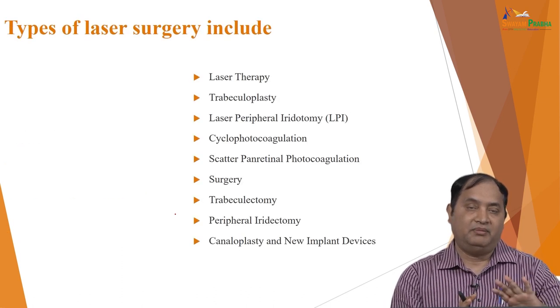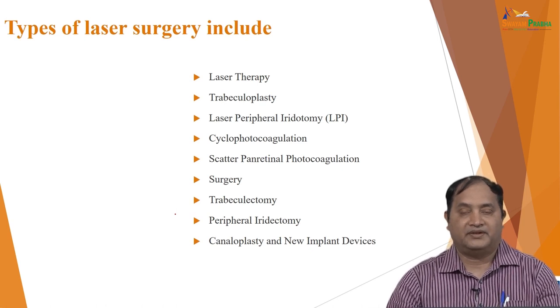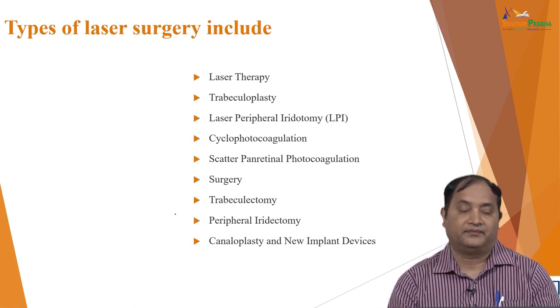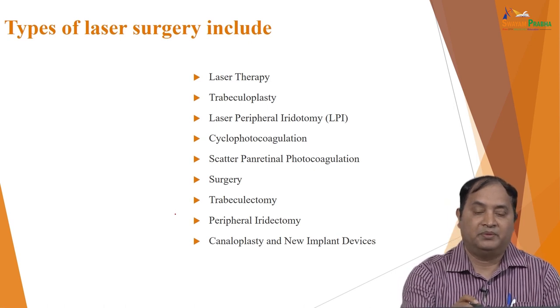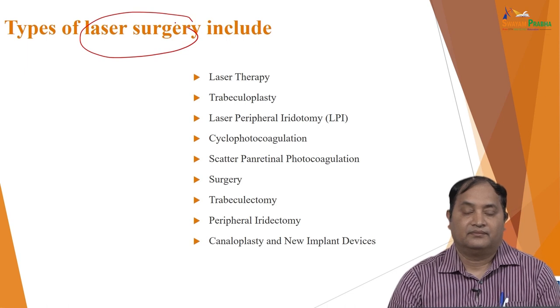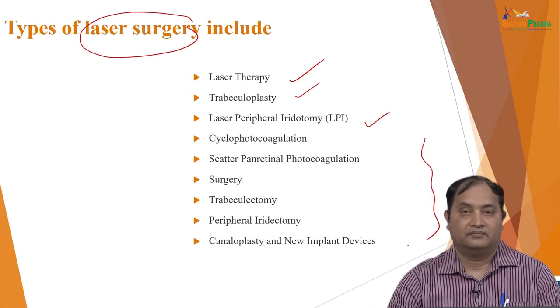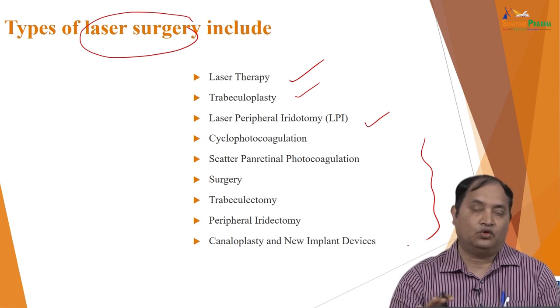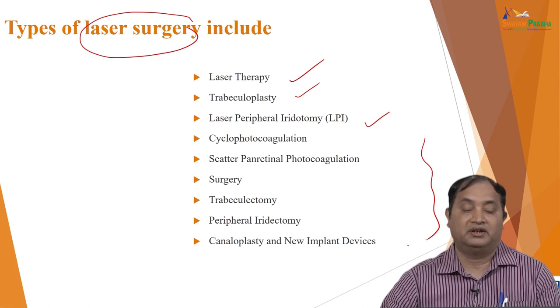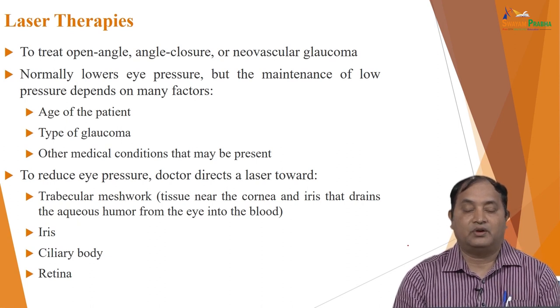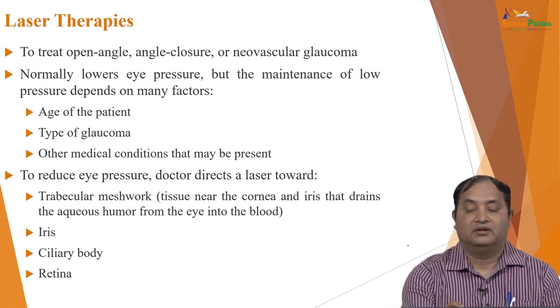Now, as you see, we have medication in order to reduce the intraocular pressure, but sometimes we have to also go for a surgical option, or maybe both options you have to take. Typically, nowadays people use laser surgery. So, we have laser therapy, trabeculoplasty, laser peripheral iridotomy, and different surgical options are available. This is required when there is no other option and it cannot be treated with medication. Laser therapy is given in cases of open angle or angle closure with neovascular glaucoma.